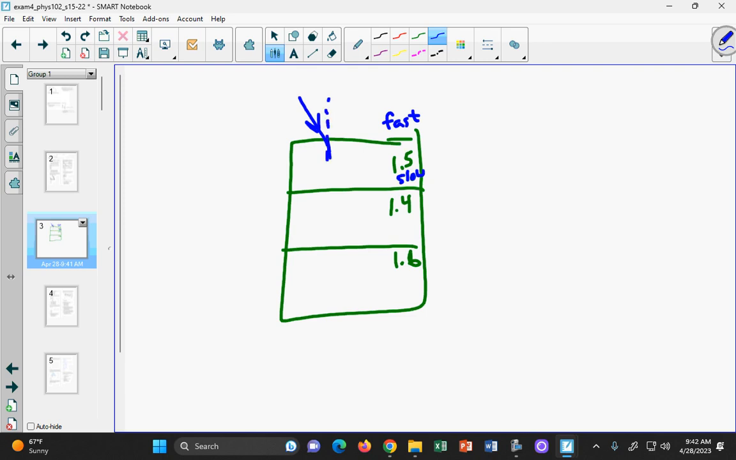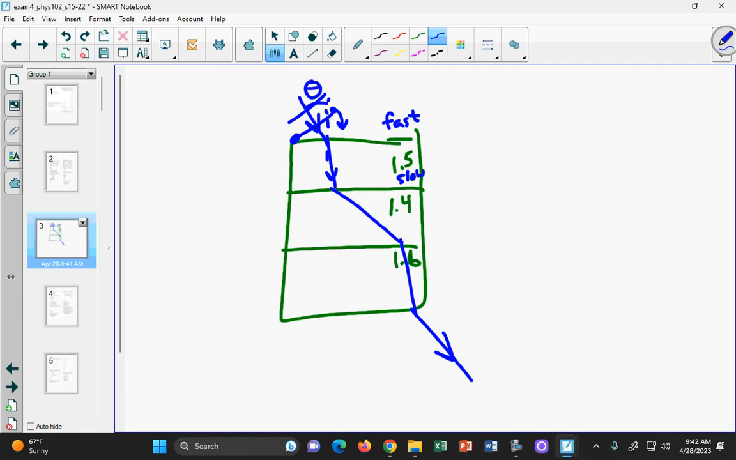Whoa! It's gonna go like this. It's gonna bend towards the normal. It's going slow here, fast here, and so it bends in that direction. And then when it goes to a low index, it's gonna bend away from the normal. And when it goes into a higher index, it'll bend towards the normal. And then when I come back into air, it's gonna go like that.